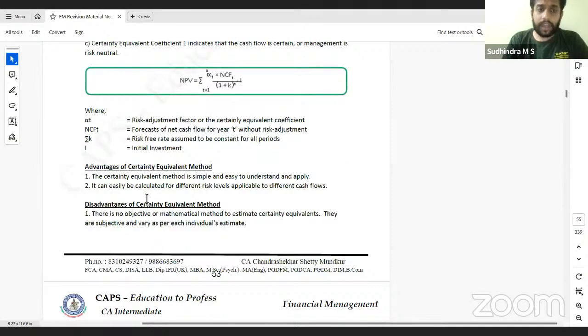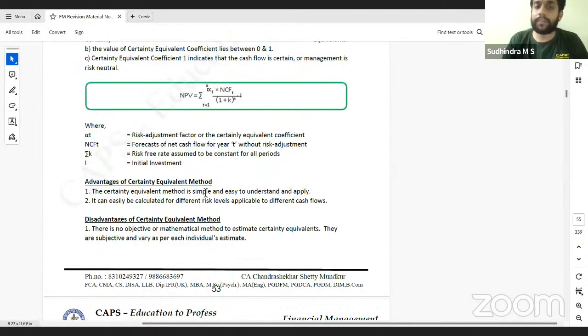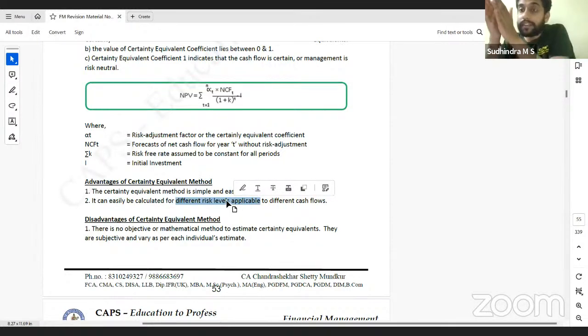So that's the certainty equivalent. That's the steps. Coming to the advantage, it is simple and easy to understand. It can be easily calculated for different risk levels because all risk level cash flows we are bringing into riskless cash flows. So it is easy when we have different risk levels.